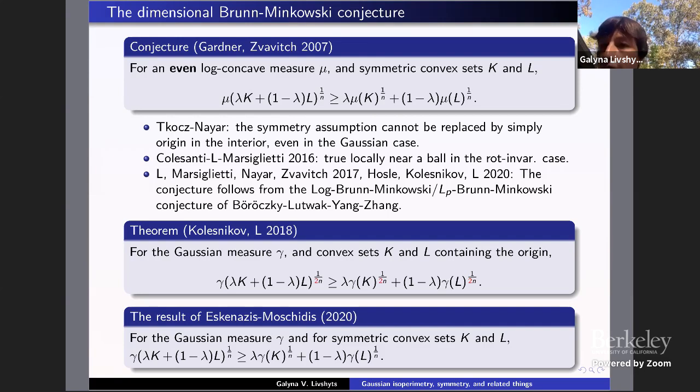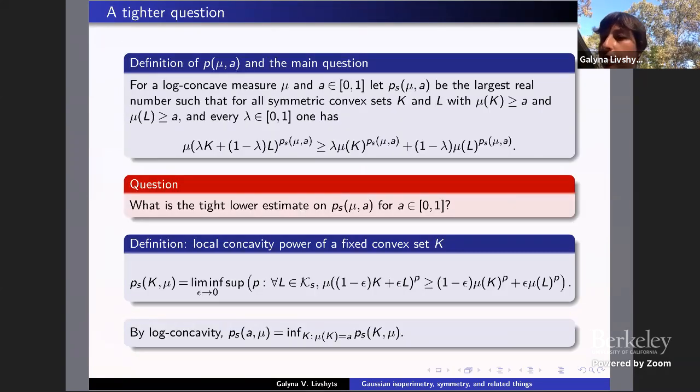So let me ask now a tighter question that would bring us a bit closer to Hörmander's conjecture and all those questions about isoperimetry. A tighter question is: suppose we want to consider not just a global power that works for all sets K and L for a given measure, but suppose we only want this inequality to hold for sufficiently large sets. Suppose K and L are, for now, let's say symmetric and convex, and suppose the measure is big enough, bigger than A. What is the smallest number that we can put then in this inequality to hold? I call it p_s of mu of A. And so it's not a number, it's a function. How can we estimate this function from below tightly?